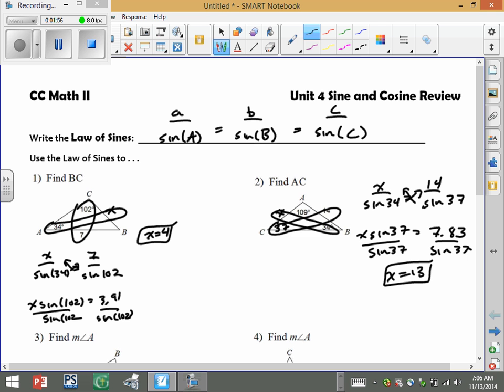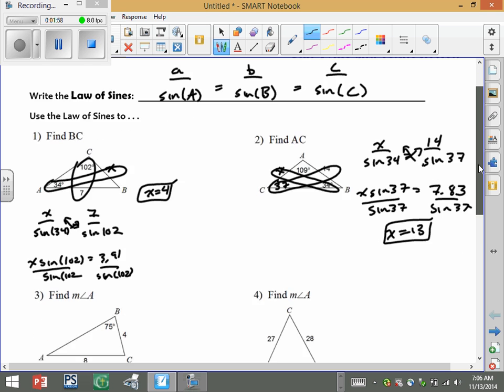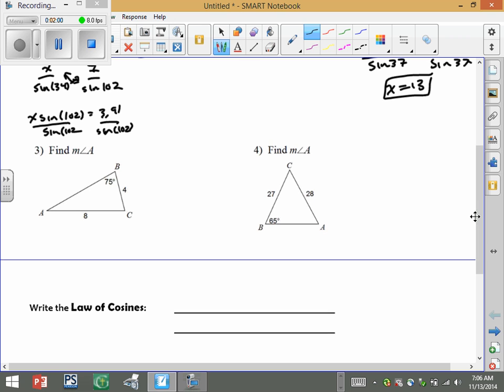All right. Slide down to number 3 here. Find measure of angle A. So there's my X. So go ahead and cross those up again. So this time we have 4 over the sine of X. So X is now with the sine, equals 8 over the sine of 75. That's all right. We'll still follow the same process.